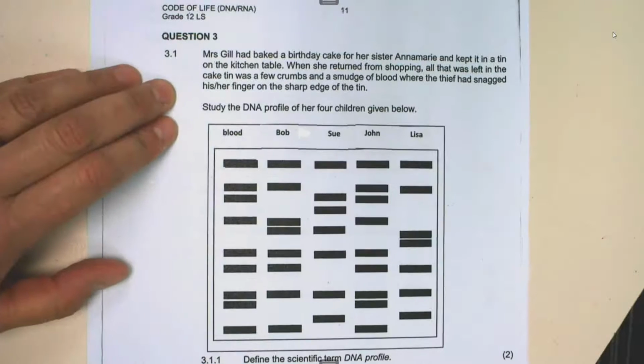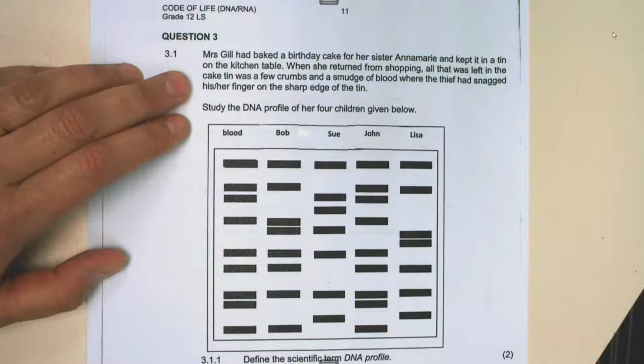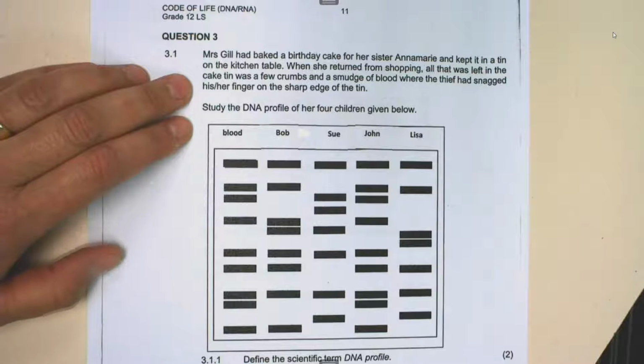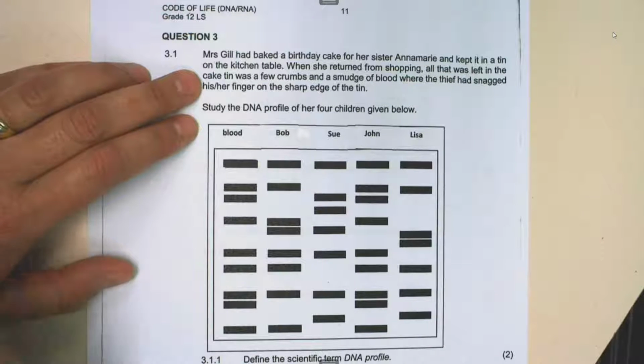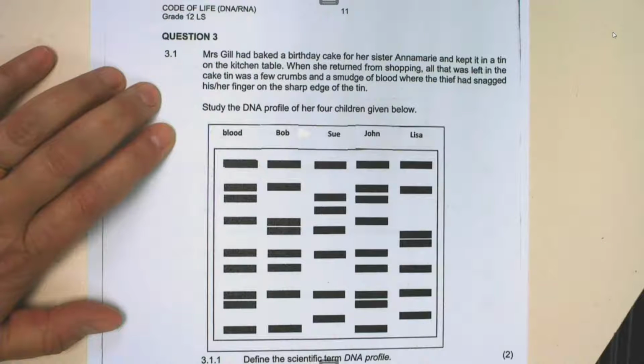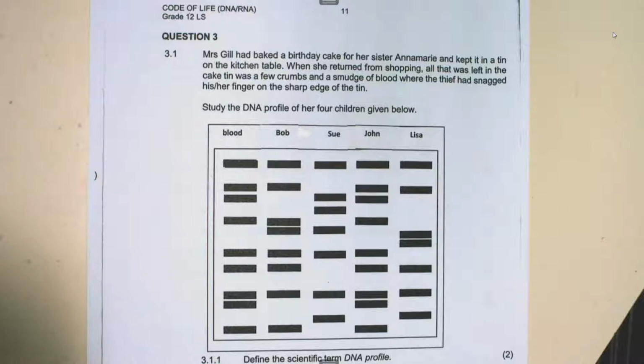So this one, it says Mrs. Gill had baked a birthday cake for her sister Anna-Marie and kept it in a tin on the kitchen table, which all of us know is actually very stupid, but anyway. When she returned from shopping, all that was left in the cake tin was a few crumbs and then a smudge of blood where the thief had snagged his or her finger on the sharp edge of the tin.